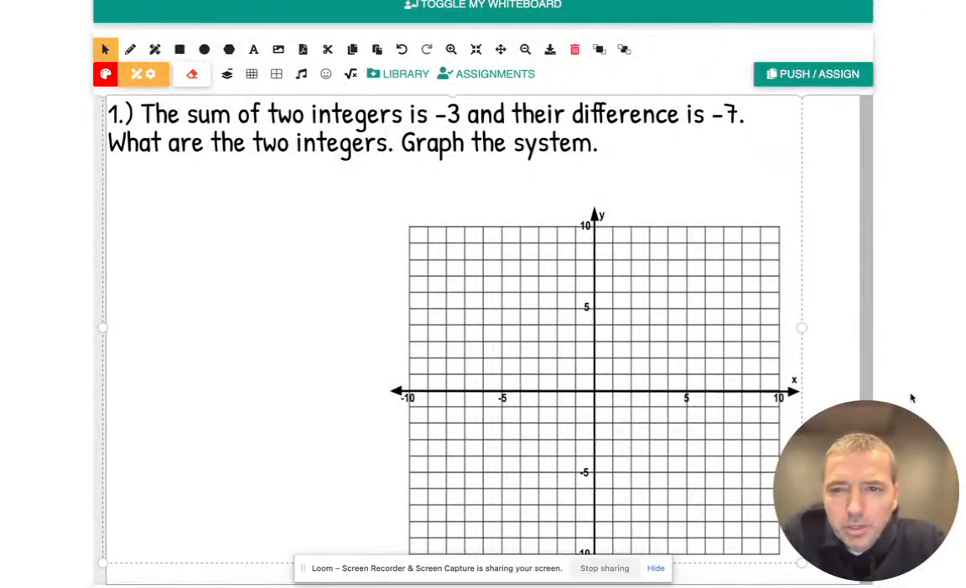Hey guys, let's answer question number 1 here. The sum of two integers is -3 and their difference is -7. What are the two integers?